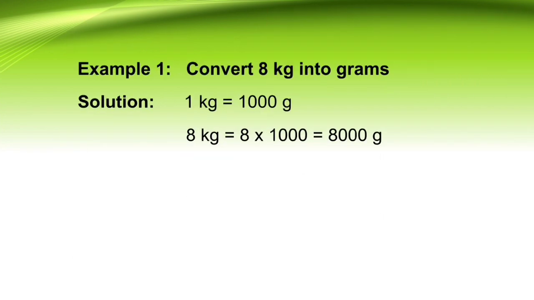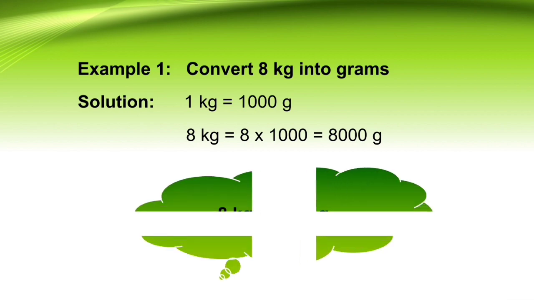Let us learn the concept of converting bigger units of mass to smaller units, that is from kilograms to grams, with few examples. Example 1. Convert 8 kilograms into grams. Students, we know that 1 kilogram is equal to 1000 grams. So 8 kilograms will be 8 multiplied by 1000, that is 8000 grams.